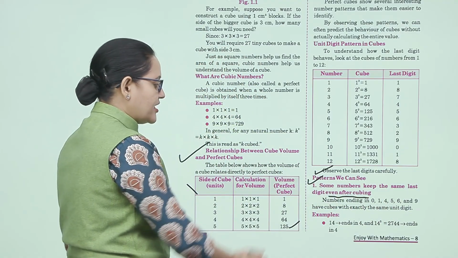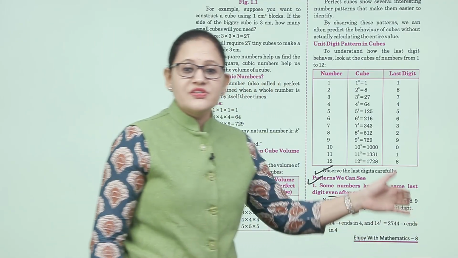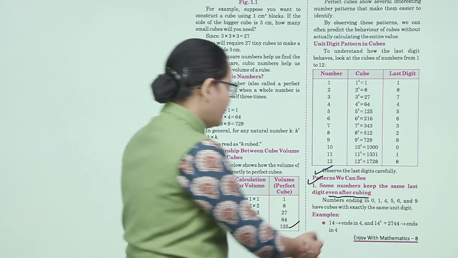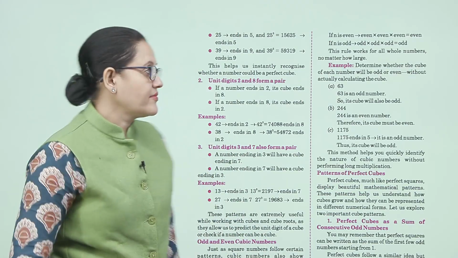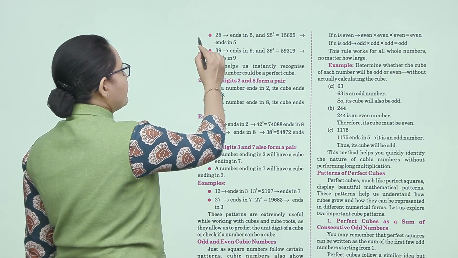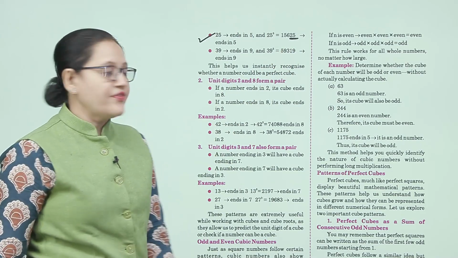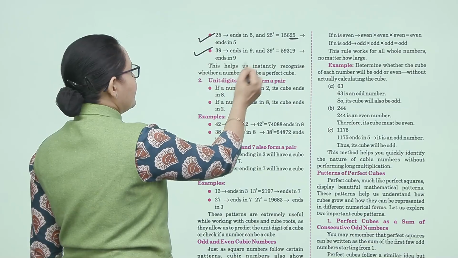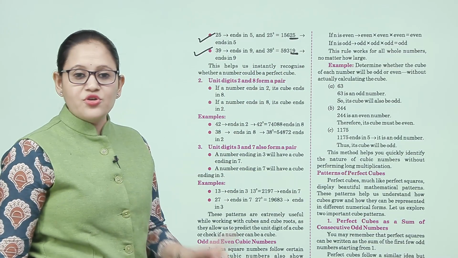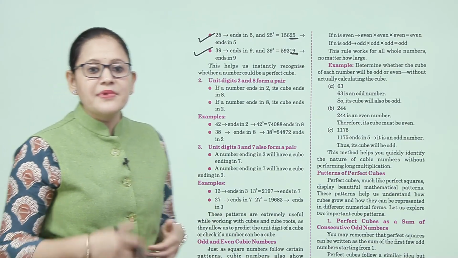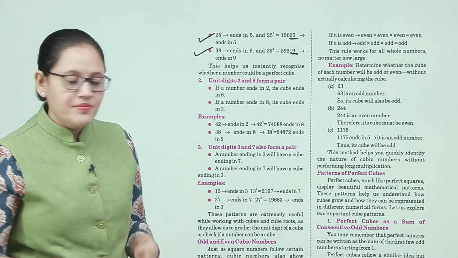For example, 14 ends with 4 and the cube of 14, that is 2744, ends with 4. Now 25 ends with 5, and the cube's unit digit is also 5. Here 39 ends with 9 and the cube also ends with 9. This helps us to instantly recognize whether a number could be a perfect cube.